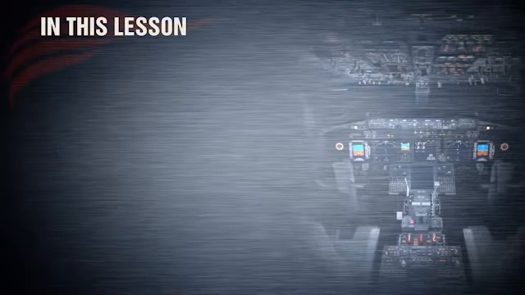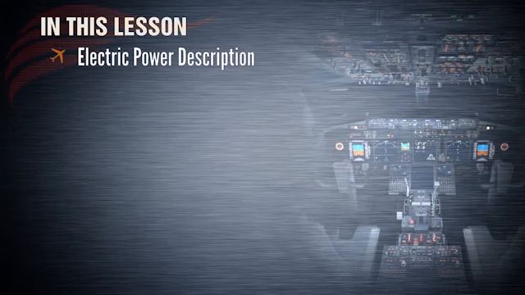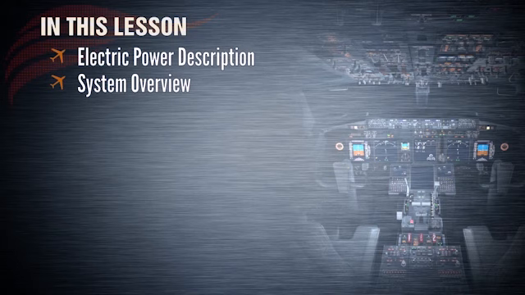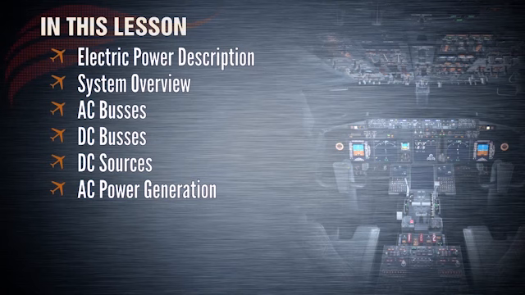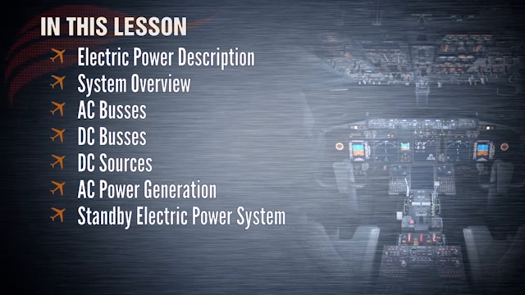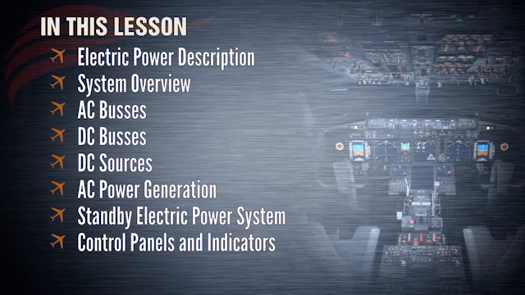This lesson will cover the following topics: electric power description and types, 737NG electrical system overview, AC electric buses, DC electric buses, DC power sources, AC power generation, standby electric power system, electric system control panels and indicators, and a lesson summary.